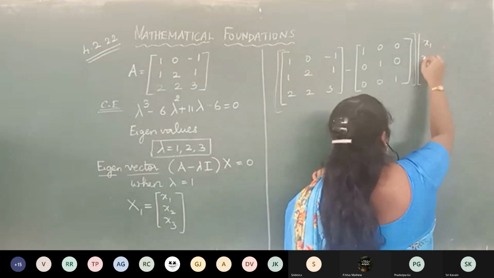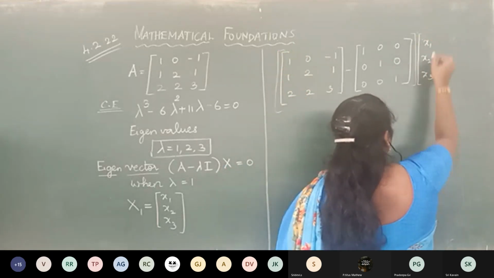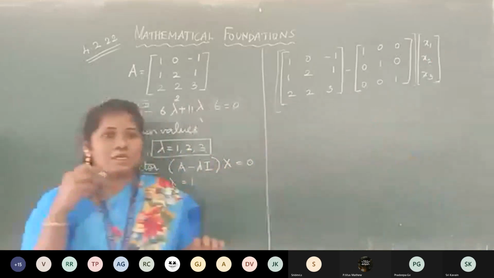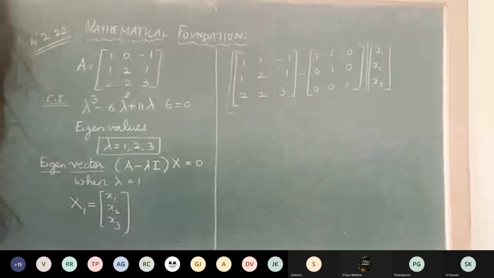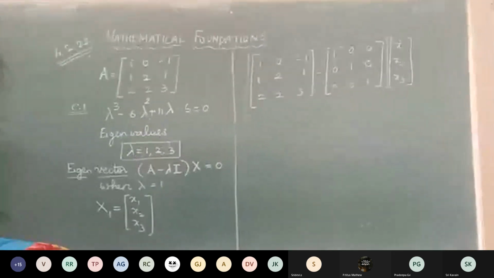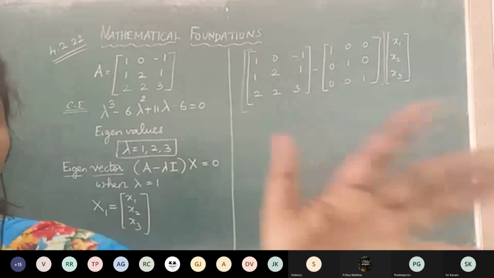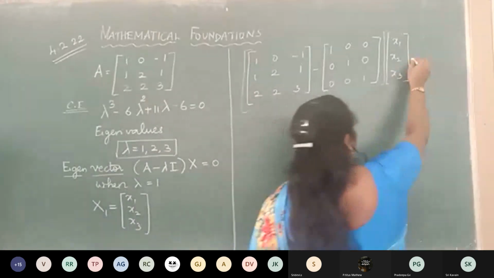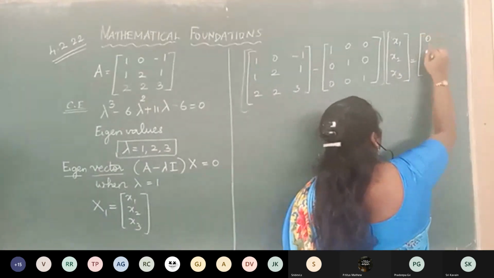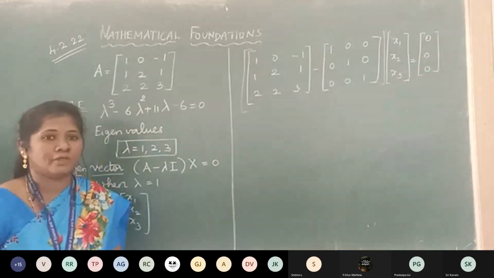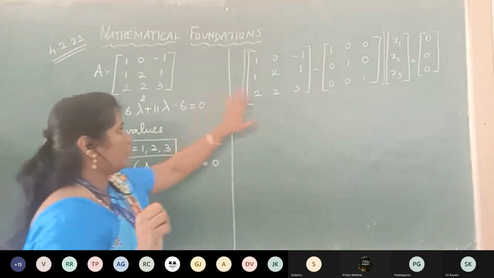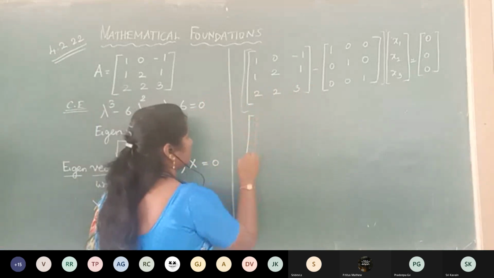Into x1, x2, x3, which is equal to 0, 0, 0. So this is how you're going to find out your eigenvector. Now what you have to do, you have to subtract it. So what will you get?